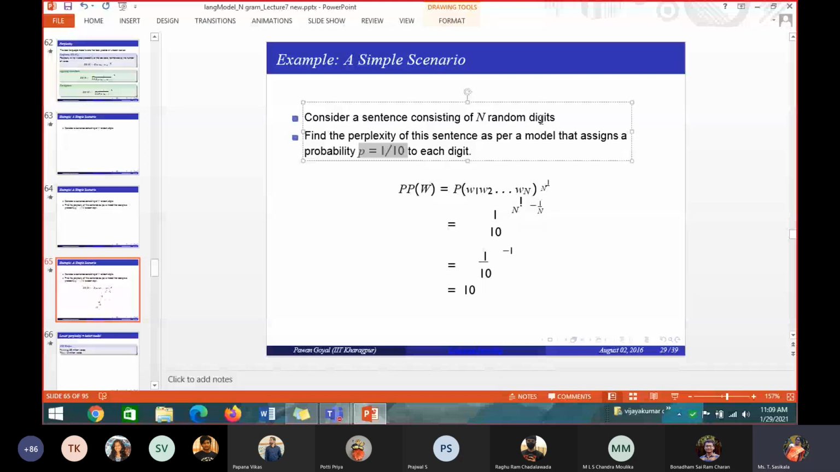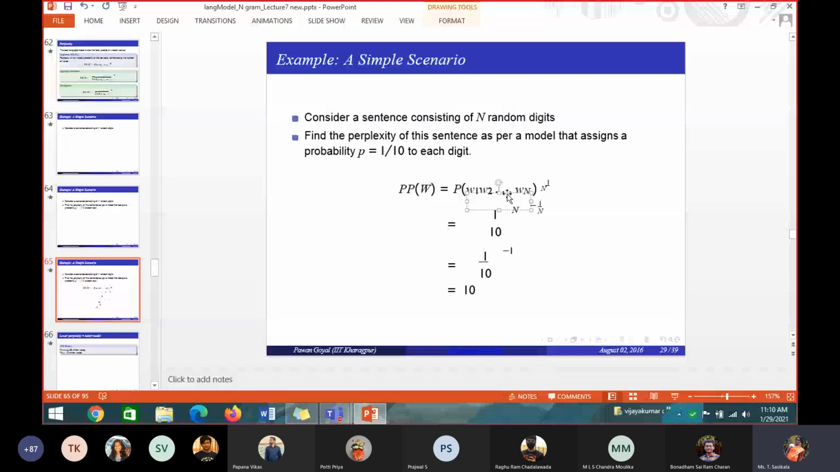See, this is all wrong. Something has changed, students. Here in my PPT, something has changed. This is 1 divided by 10. Each word, each digit, is assigned, W1 to Wn. So I have n digits, and each digit is assigned a probability of 1 by 10. So 1 divided by 10 power.